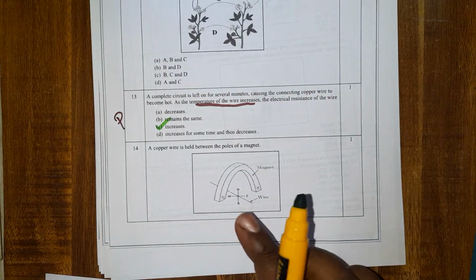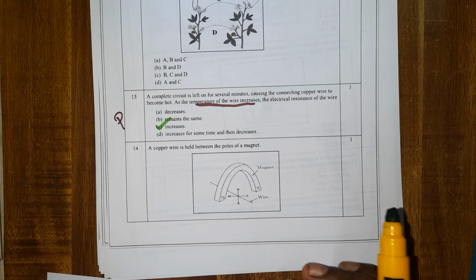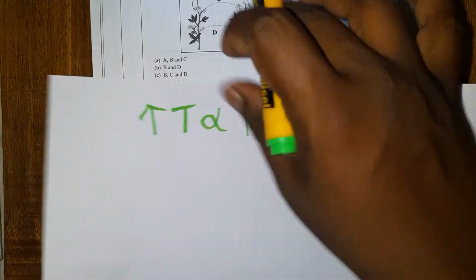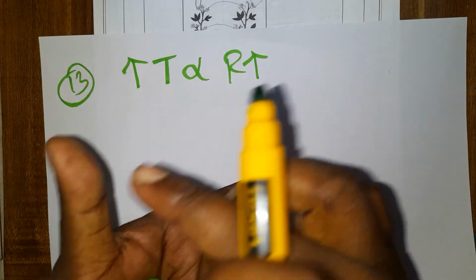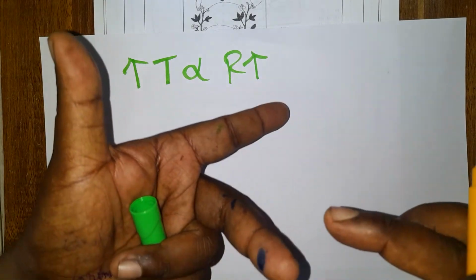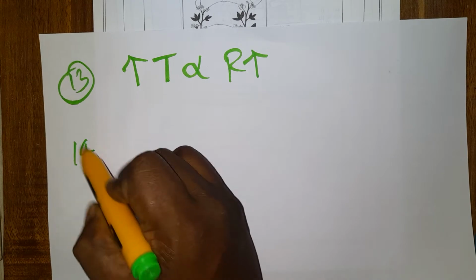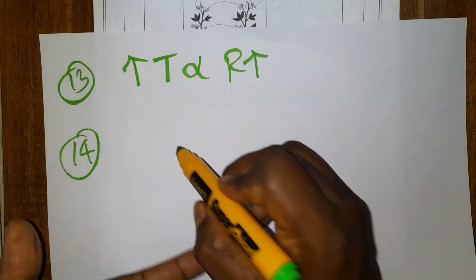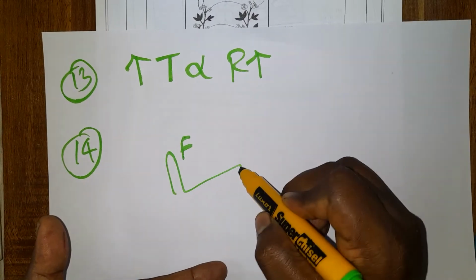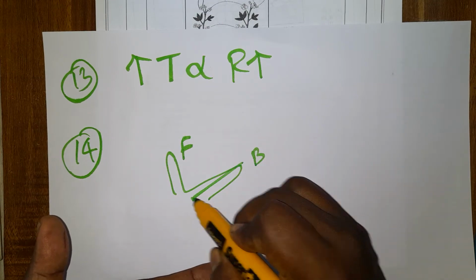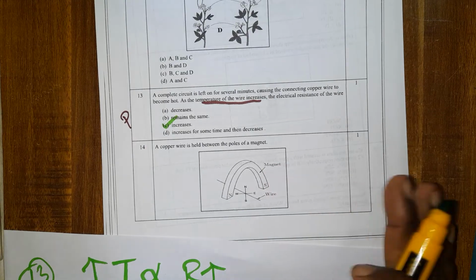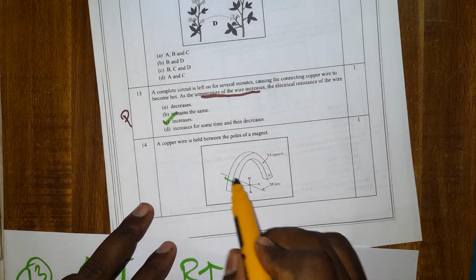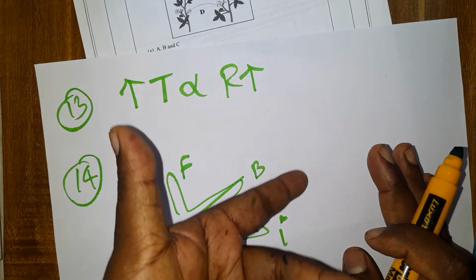Then question number 14, a diagram is given. For this diagram, you have to use Fleming's left hand rule, FBI: force, magnetic field and current. They asked which two directions we are going to use. When the current is flowing this way and the magnetic field is this way, I used Fleming's left hand rule.